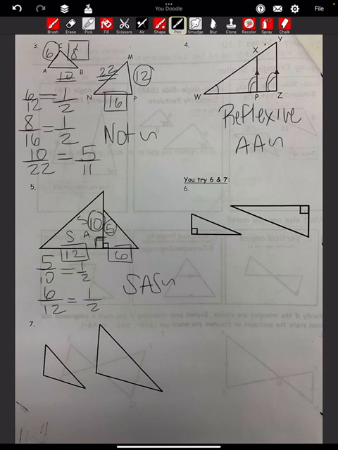So now what I want you to do is try on your own number 6, and then let me label it for you. All right, so we know this is 8, this is 18. Here, this is 27, and this is 12. And for 7, it's going to be 98 here, 55 here, and these are degrees. This is also 98, and this angle is 27.